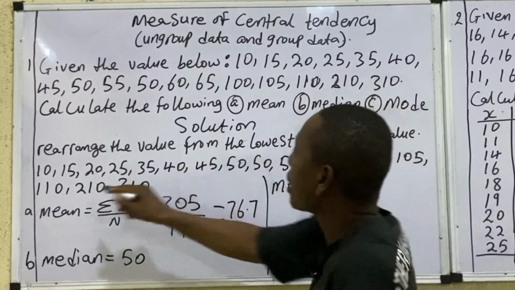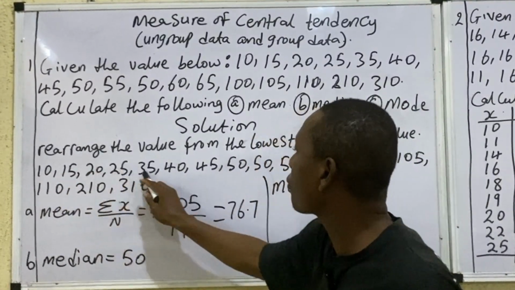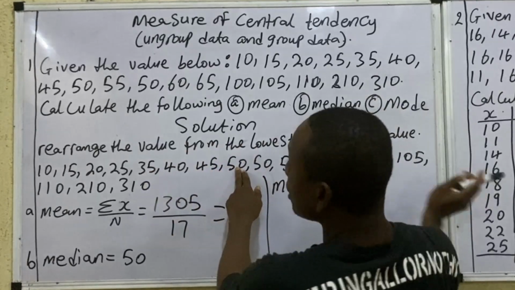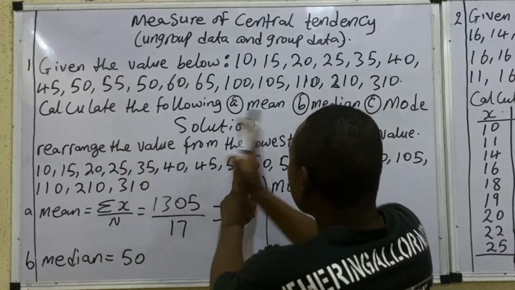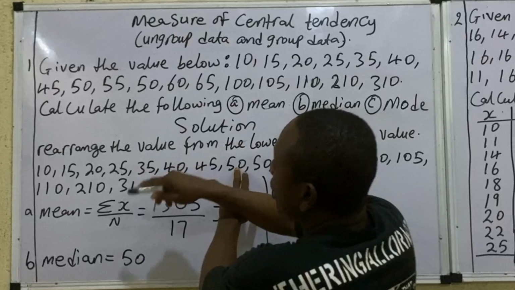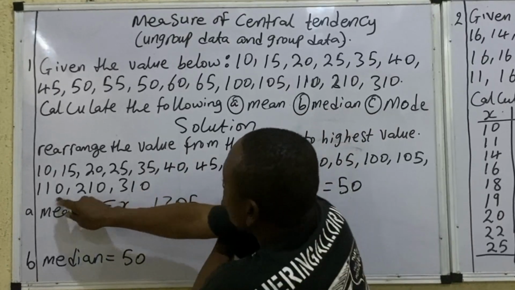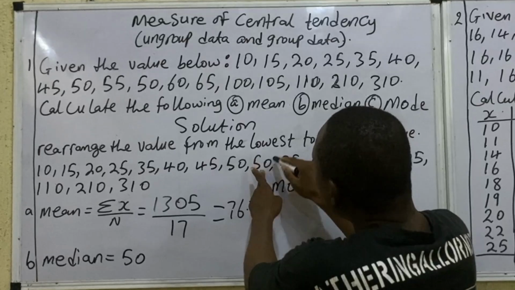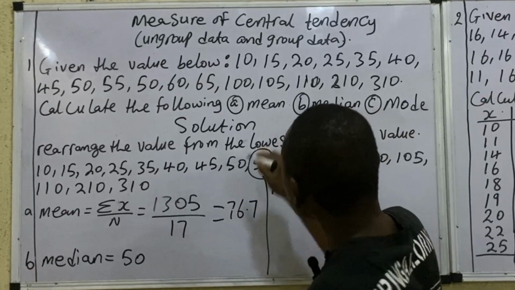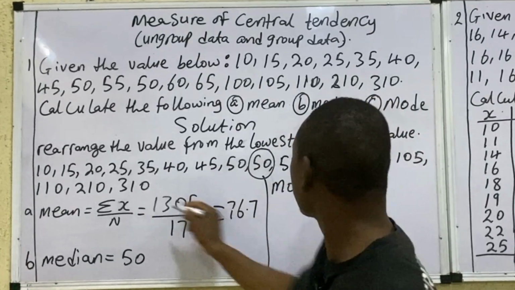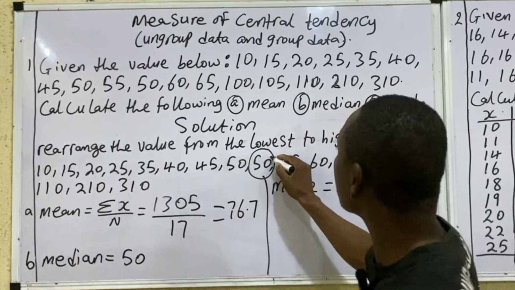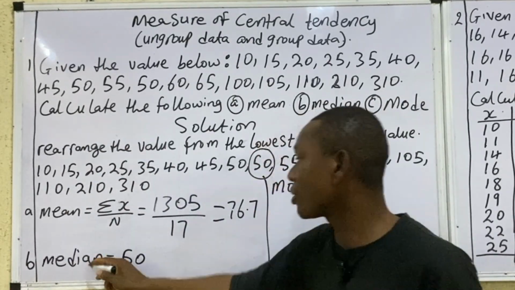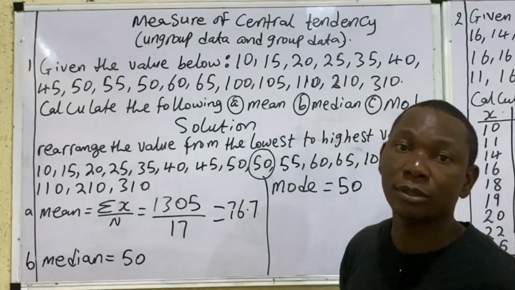Now, if you count from here, 1, 2, 3, 4, 5, 6, 7, 8. Then let's count from this side, from the right-hand side to the left-hand side, and from the left to the right. Counting from the left to the right, 1, 2, 3, 4, 5, 6, 7, 8. So the middle value is this. You can also do it by removing one from here, removing one from that side, and you end up having this as your middle value. So the middle value in this case, the median value, is 50.